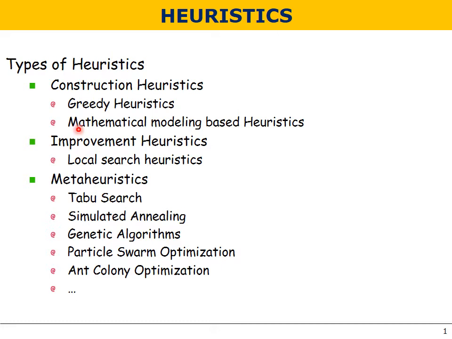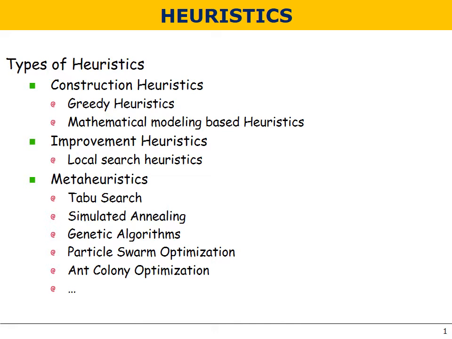Or there may be some heuristics which are based on mathematical modeling. For example, you have an integer programming formulation which takes a lot of time to solve to find the optimum solution. But what you can do is just solve the LP relaxation of the problem. You get a solution which is not integer feasible. Then you can somehow modify that solution, round the non-integer variables up or down, and try to construct an integer feasible solution. It can be a construction type heuristic.